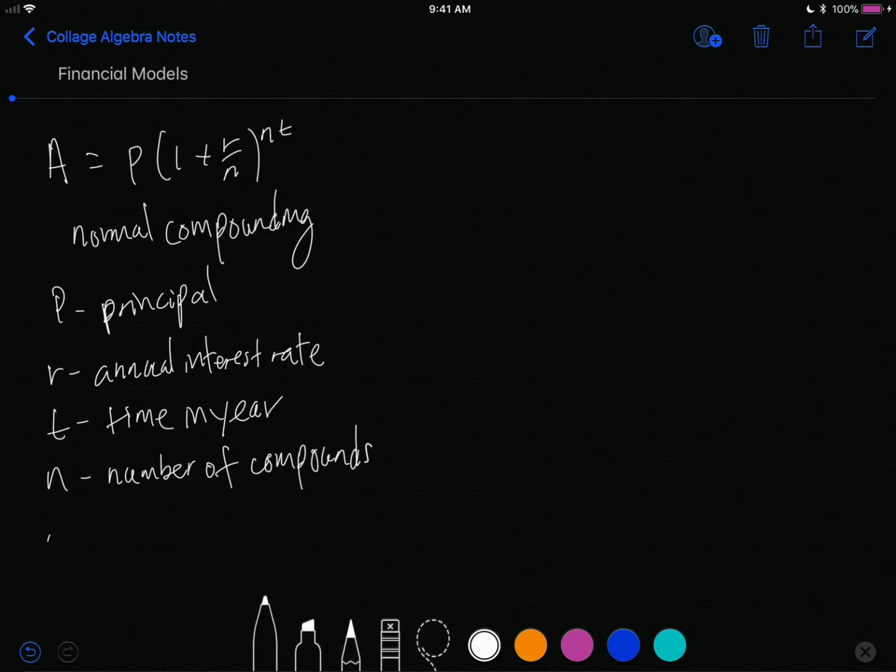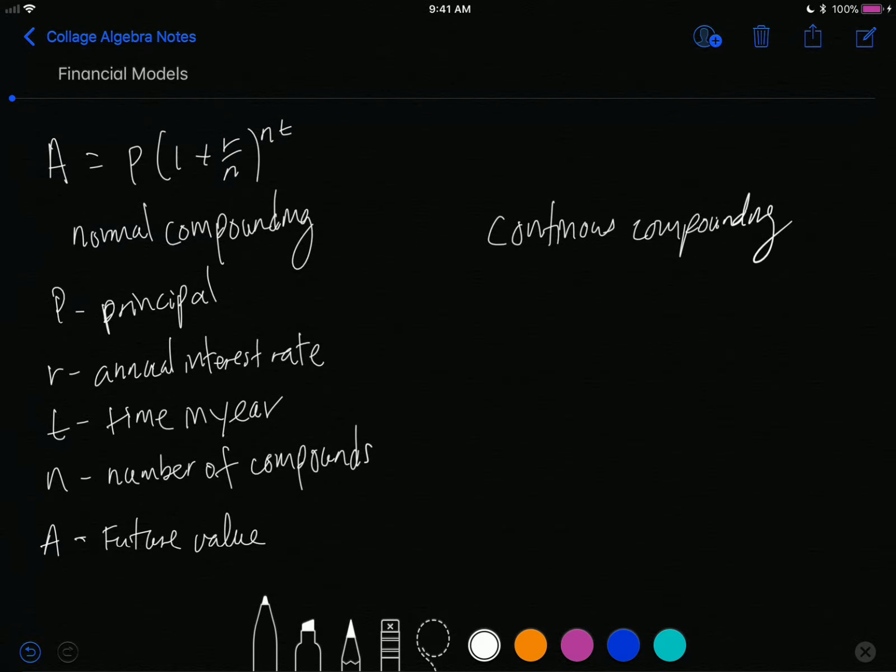And of course, A is the accumulated amount, what we sometimes call a future value. How much money you will have at the end of the period. Now, sometimes we have an extreme form of compounding, which is called continuous compounding. In continuous compounding, they're always paying you interest every instant of every day.